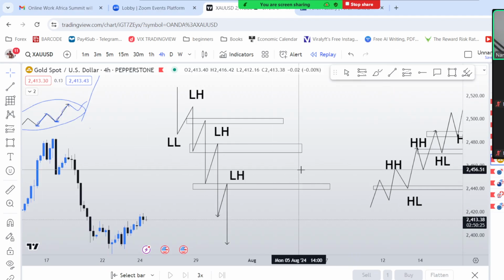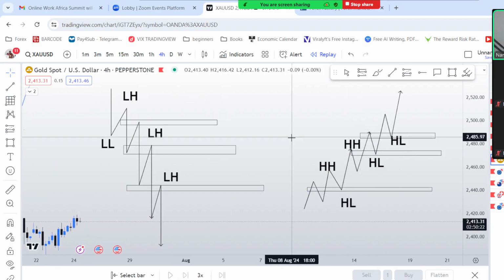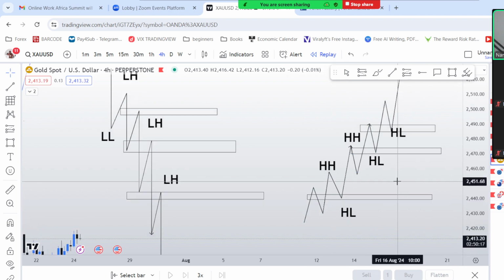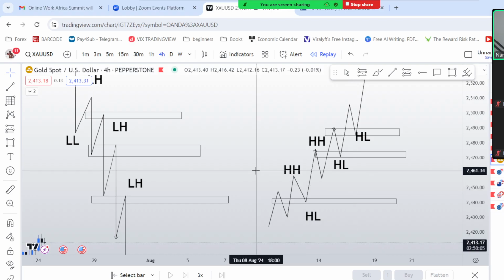So these levels that I was marking down over there were actually support and resistance levels. So when we say a support level, it is a level where price fails to go further low. A resistance level is a level where price fails to go further high.